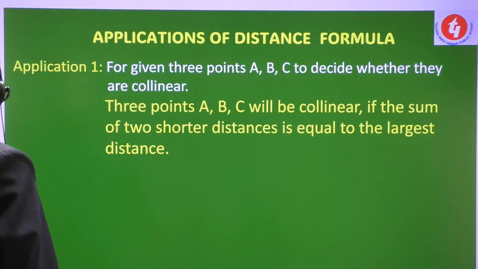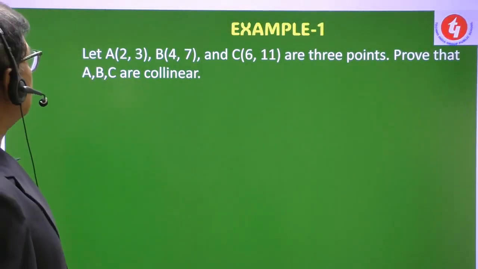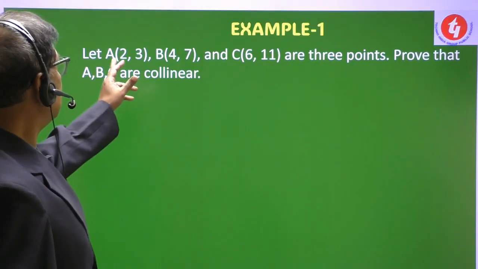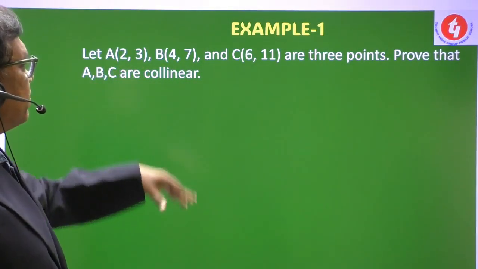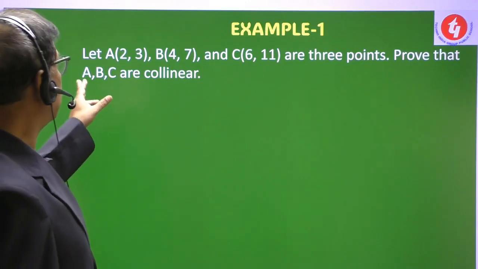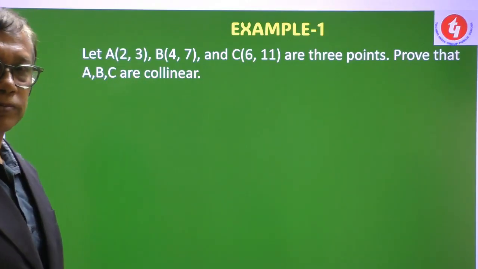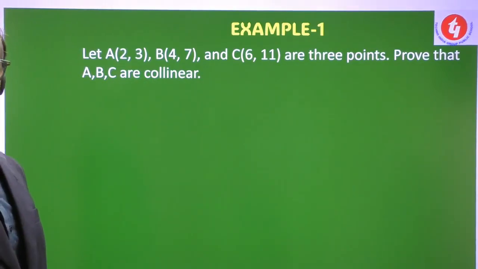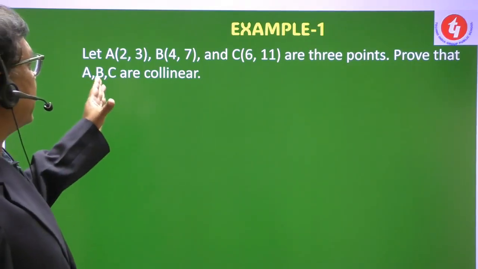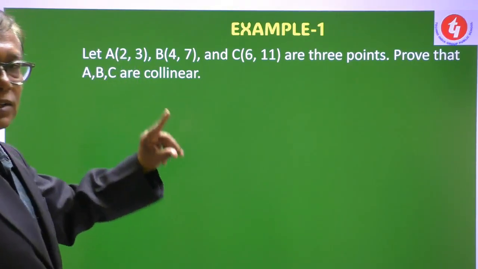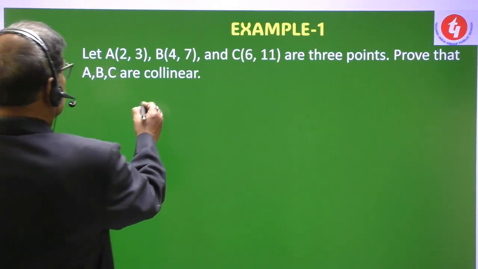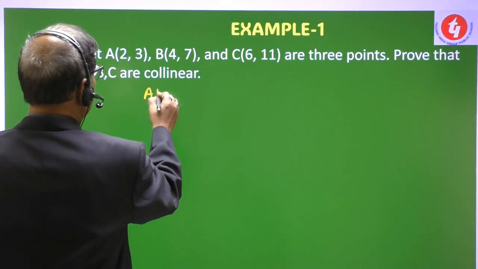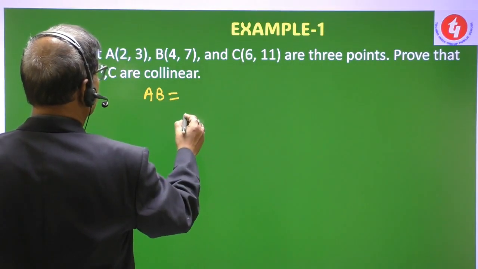So take one example. Let A, B, C are 3 points whose coordinates are given. We have to prove these points are collinear. So just now what I told, you have to find AB, BC and AC, 3 sides length. Is it clear? How can you find AB? Using distance formula.